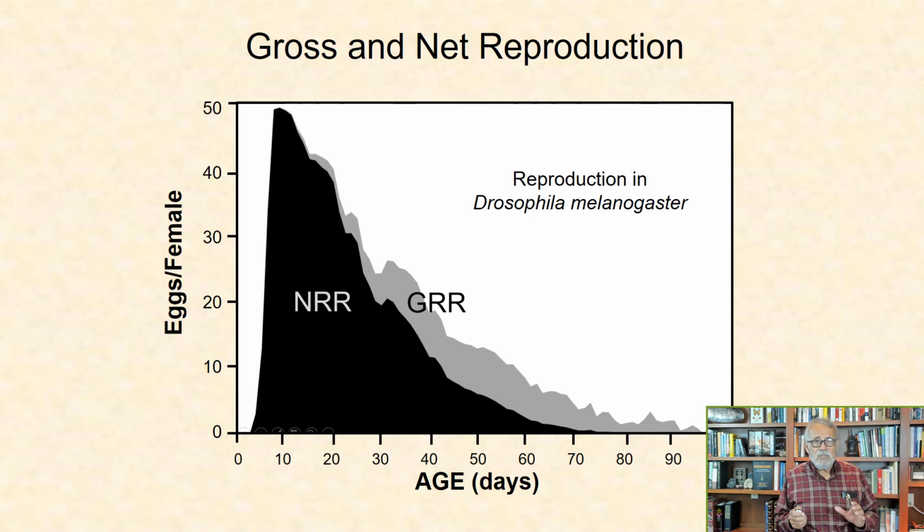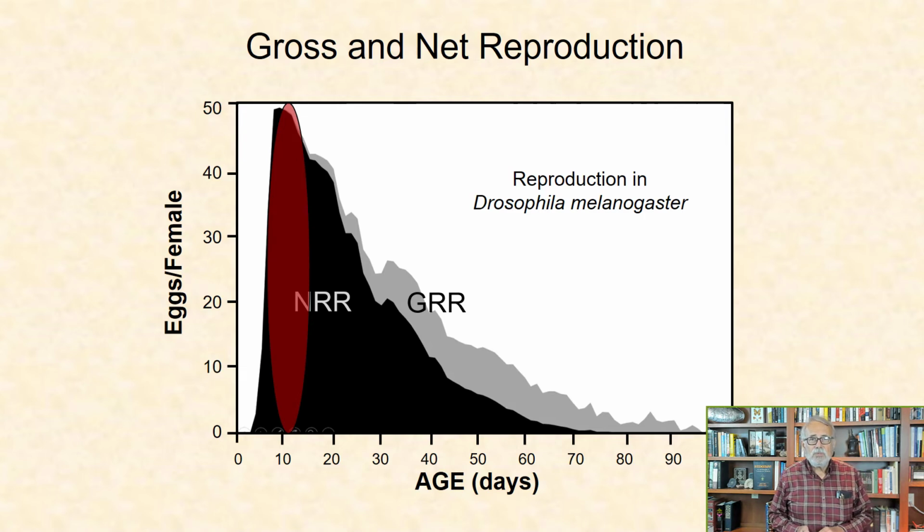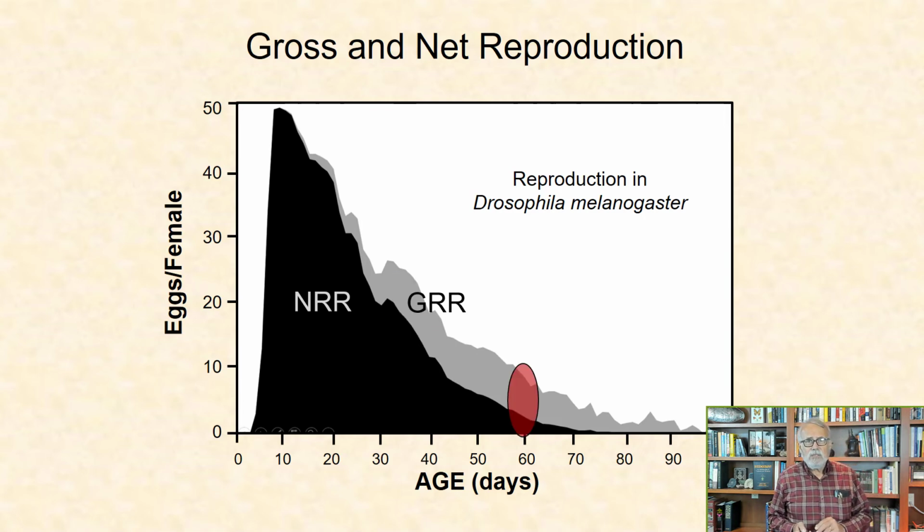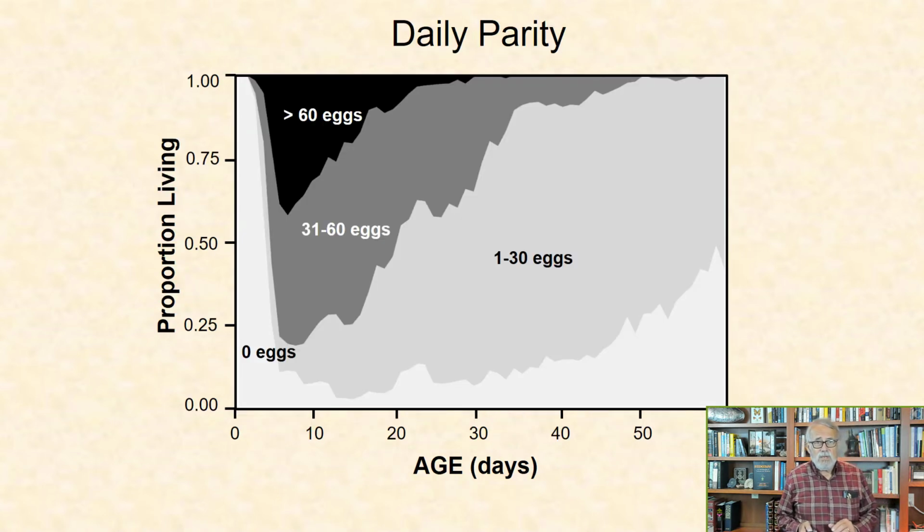Clearly, the heaviest average egg laying occurred around 10 to 15 days of age. This average number was reduced by half by 10 days, by over 90% by 60 days, and nearly 0 by 80 days and beyond. This next graph shows daily parity by age.